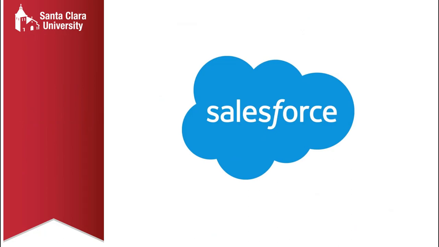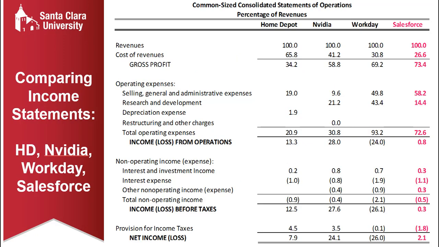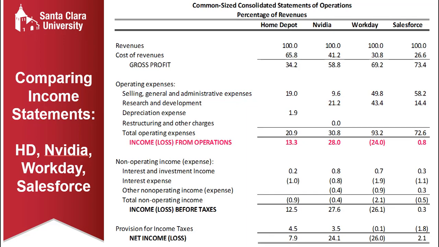The third Silicon Valley company is Salesforce.com. I include its common-size income statement for the year ended January 31, 2017, which is the first year it reported positive net income. As a provider of cloud-based software, its cost of revenues, like Workday's, is relatively small. Also like Workday, it incurs significant costs relating to research and SG&A. Unlike Workday, however, it has reached the point where the scale of its global sales now exceeds its operating expenses, although the operating income margin is still relatively small.